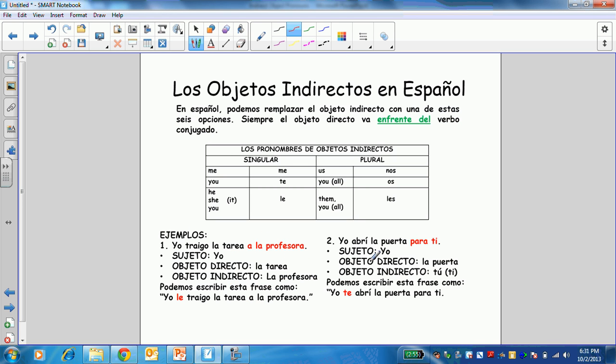Okay, ahora vamos a mirar los objetos indirectos en español. En español podemos reemplazar el objeto indirecto con pronombres. Tenemos opciones. So here are all, tenemos los pronombres me, te, le, nos, os, les. Estos pronombres son los pronombres de objetos indirectos.